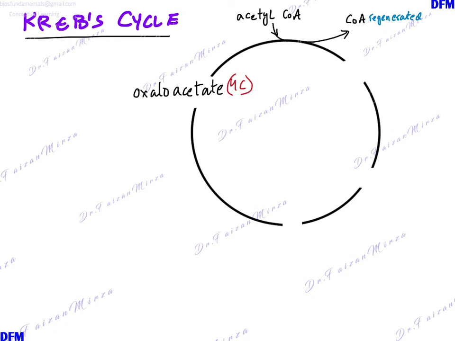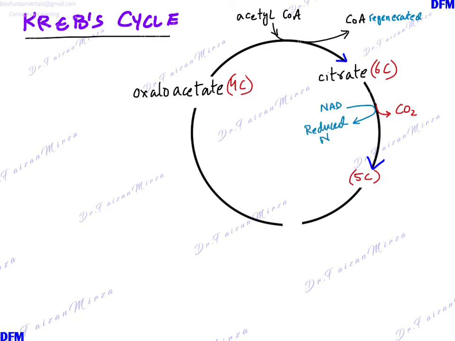The Krebs cycle occurs in the matrix of the mitochondria, where the compound oxaloacetate, a 4-carbon compound, is already present. When coenzyme A delivers acetyl, a 2-carbon unit, and it combines with oxaloacetate, citrate, a 6-carbon compound, is formed. This citrate undergoes decarboxylation and dehydrogenation. A carbon dioxide is removed and a reduced NAD is produced.